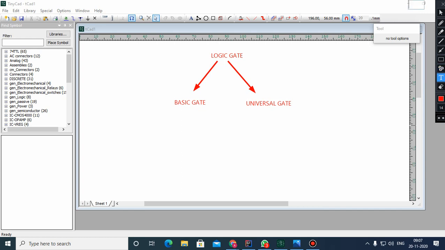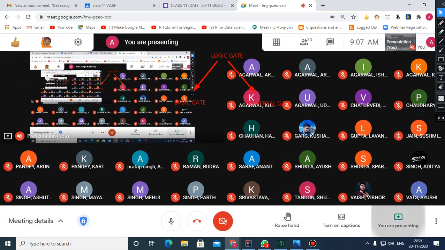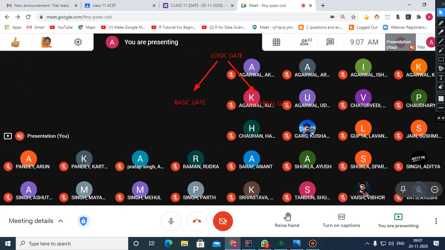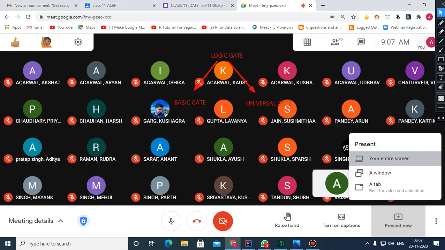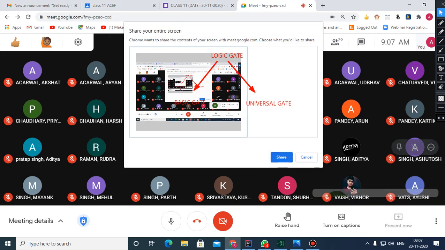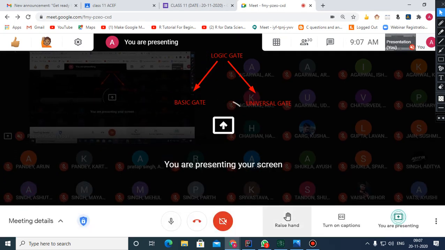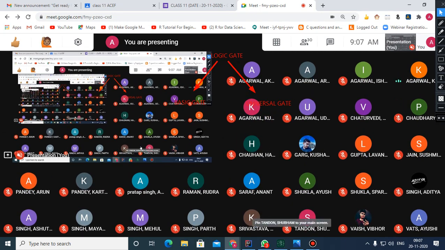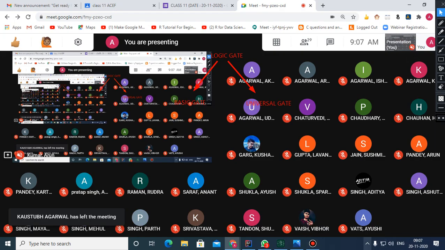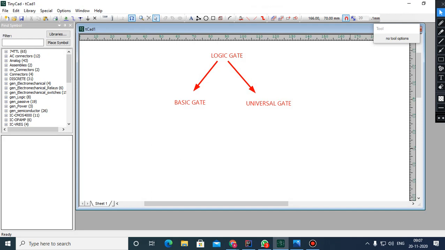Okay, but the screen, I am presenting my screen. I am now going to represent. Is the screen visible now? So you need to reconnect, Kaustubh. Anybody who is not able to see the screen, please tell. Rest of you, if you are able to see the screen, please tell.